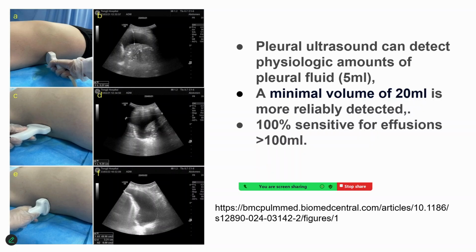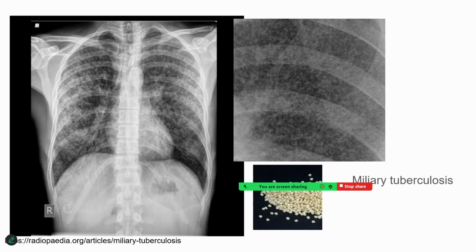As I told you earlier, the ultrasound would always be much more efficient, and a perfect ultrasound can even identify normal fluid of 5 ml, whereas a minimal volume of 20 ml also is reliably detected. When the quantity of the fluid is 100 ml, the ultrasound is 100% sensitive. So, in such suspected effusion conditions, ultrasonography is better. Pleural effusion and pleural thickening are among the changes which we see in tuberculosis, both primary as well as secondary.